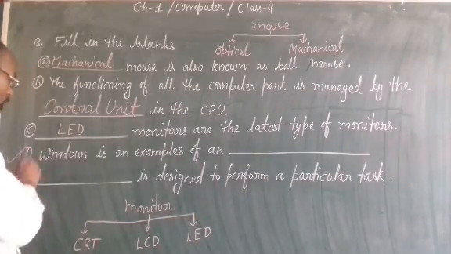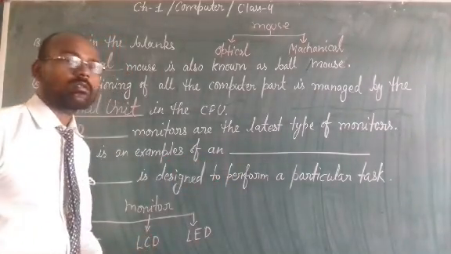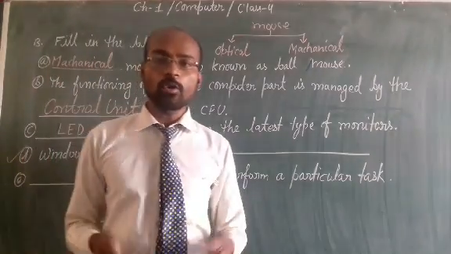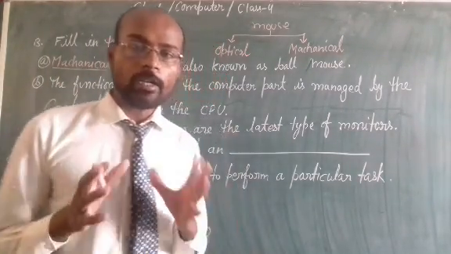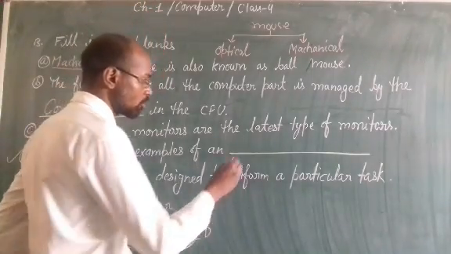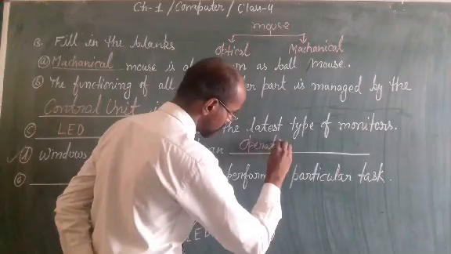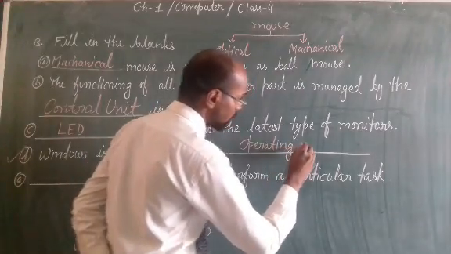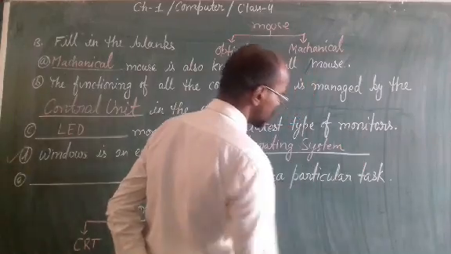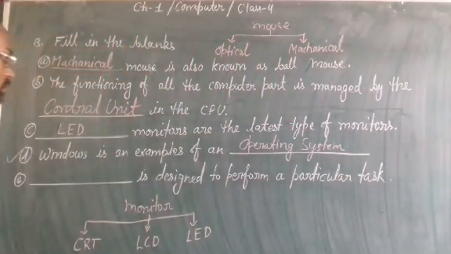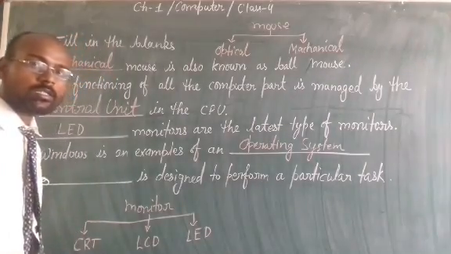Question number 4 is, Windows is an example of an dash. Tell me students, Windows is an example of an operating system. Here you have to fill operating. Okay, Windows is an example of an operating system.